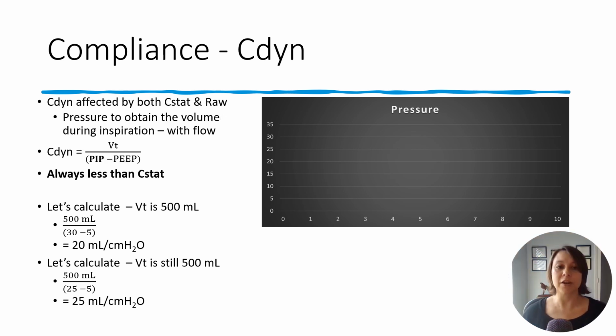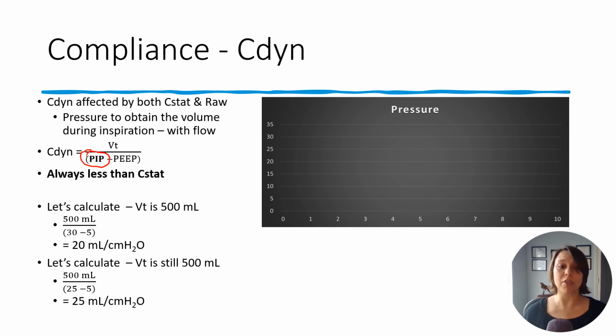And finally, we're going to talk about dynamic compliance. Dynamic compliance is going to be affected by both static compliance and airway resistance. And so you really can't necessarily tell what you are dealing with until you look at both of those values together. Dynamic compliance is the pressure that is needed to obtain the volume during inspiration with flow. And so our compliance calculation is still going to be volume over pressure, but this time we're going to use peak inspiratory pressure instead of plateau.